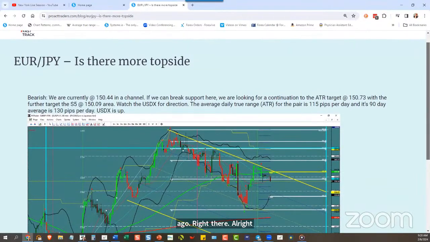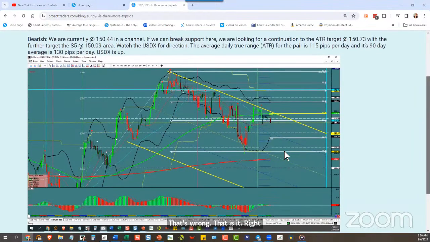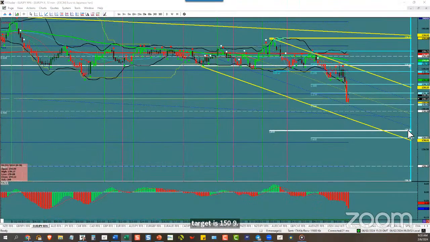Wait a second. Was that it? Well, that's wrong. That is it right there. I wonder why I don't have any of the pictures here. I don't know what's going on here. A little strange. Anyway, the ATR is 150.73 and the other target is 150.09. 150.73 right there. All right, watch for a little pullback here.